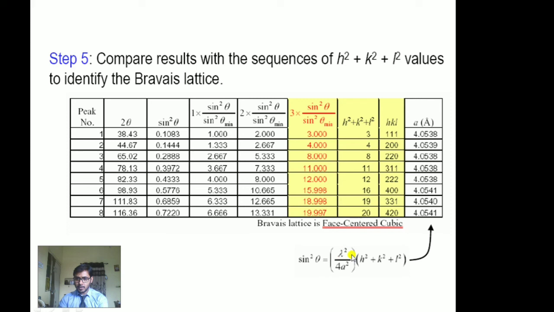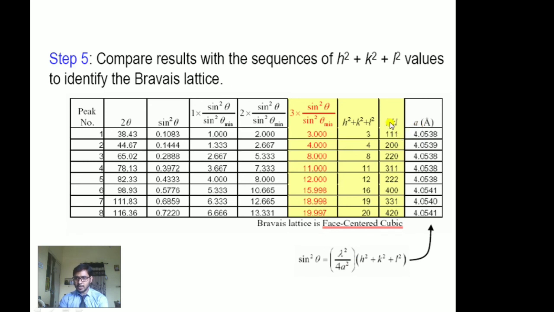So put the value of lambda as 1.54 angstrom, which is always fixed, and put the value of h square plus k square plus l square, that means 1 1 1 here, and the sine square theta values for the different HKL values, divided by 4a square. If you know the sine square theta value, lambda value and HKL value, you can calculate the value of a using this equation. So a means the lattice parameter.